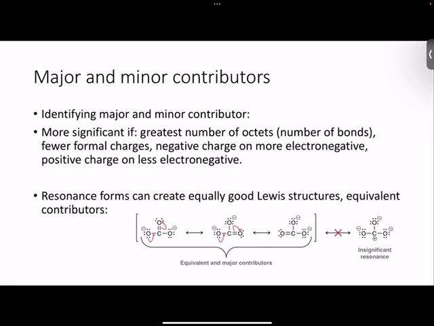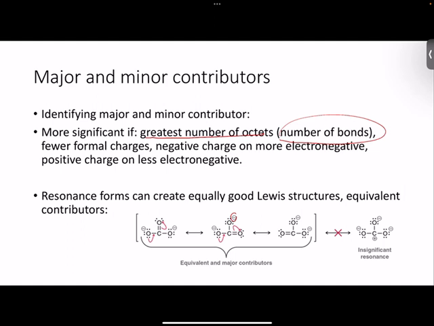And then we need to know which one's a major and a minor contributor. So, identifying major and minor contributors. A structure is more significant if it has a greater number of octets, which particularly means a number of bonds. It is also more significant if it has fewer formal charges, so the fewer formal charges, the better. Formal charges are the positive or negative charge placed on an atom. Then if we have a negative charge, we prefer it to be on the most electronegative atom. And if we have a positive charge, we like it to be on the less electronegative atom.